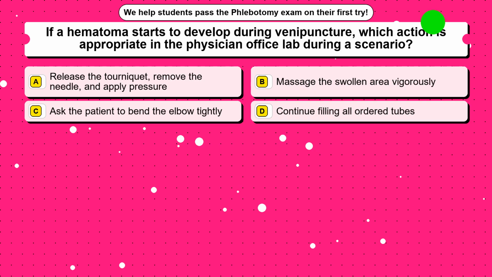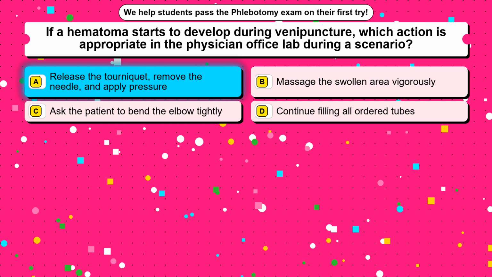Question 41. If a hematoma starts to develop during venipuncture, which action is appropriate in the physician office lab during a scenario? Option A. Release the tourniquet, remove the needle, and apply pressure. Option B. Massage the swollen area vigorously. Option C. Ask the patient to bend the elbow tightly. Option D. Continue filling all ordered tubes. The correct answer is option A.